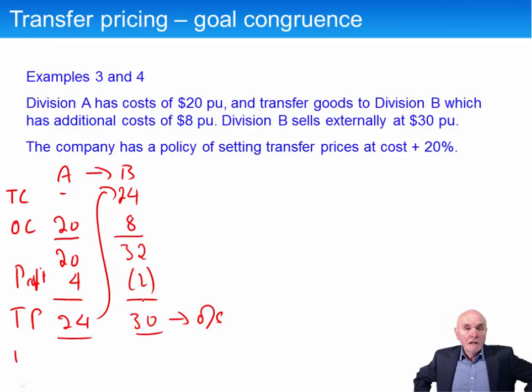and this means unfortunately that B is going to be making a loss of 2 per unit. Excuse me. And B, if you were the manager of B, you would say, no, I won't deal with these products. I will not buy anything from A. Why would I buy something from A if it was condemning me to making a loss of 2 per unit? So transfers will simply not work here.